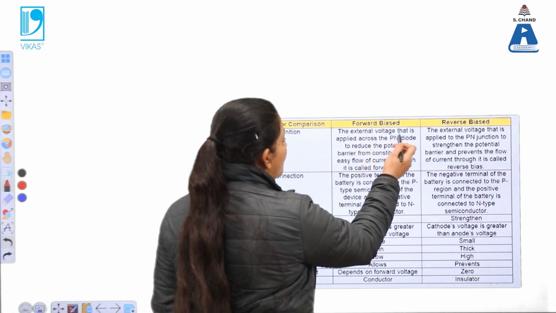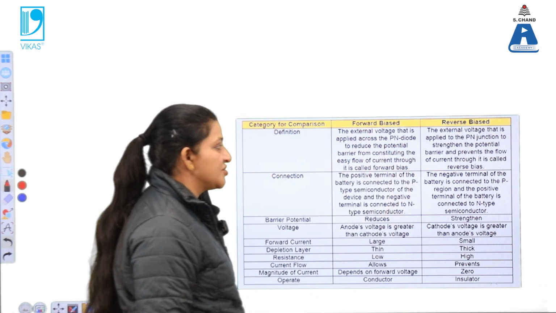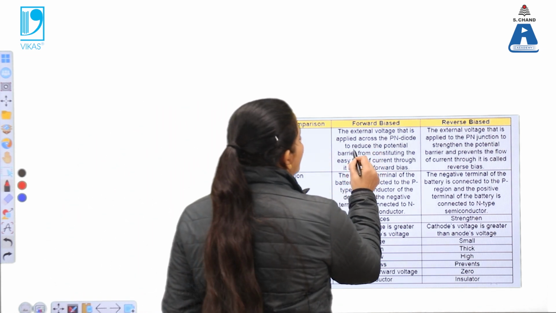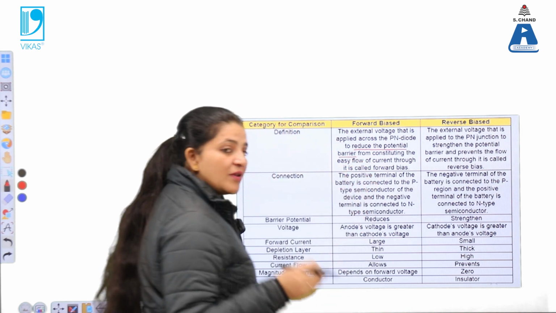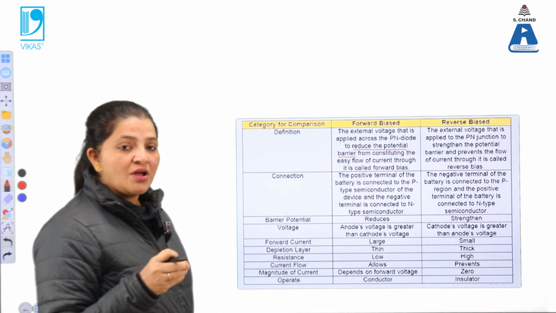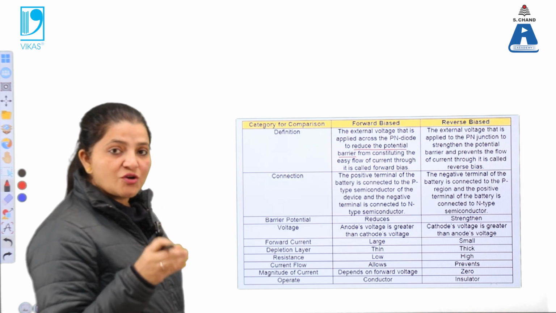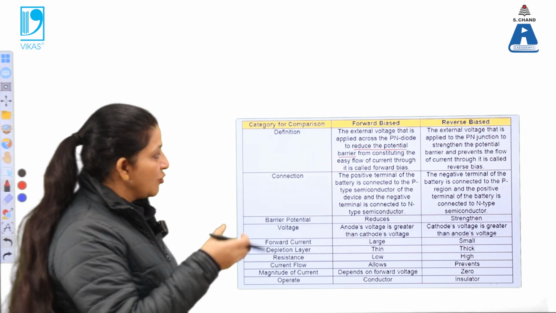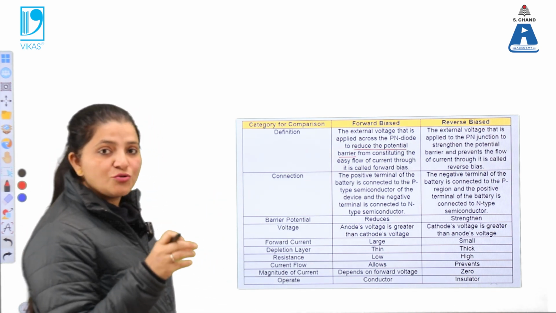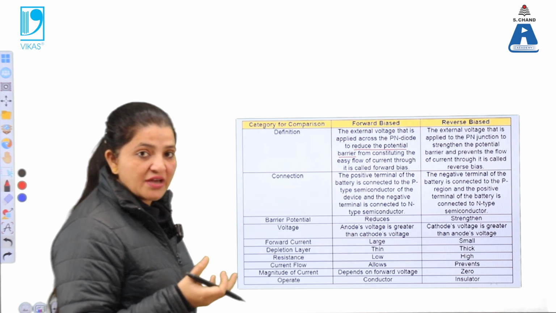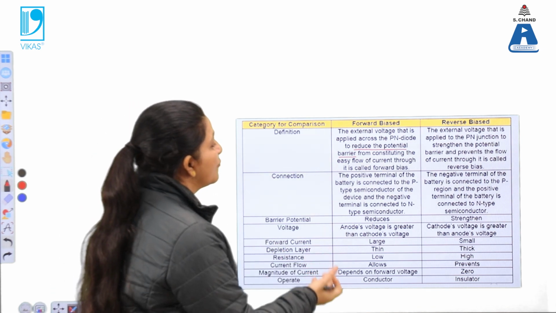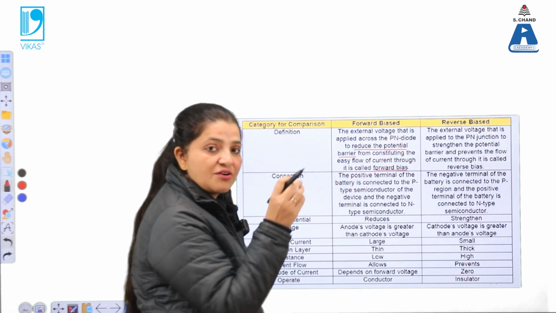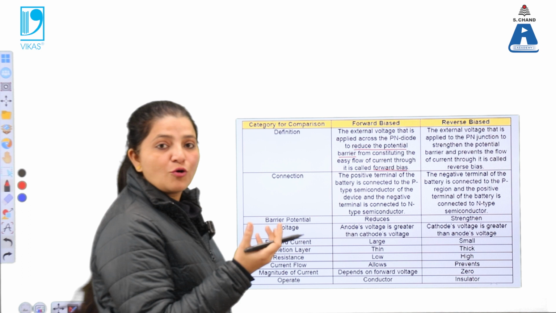So that means the external voltage applied across the PN junction diode will reduce the potential barrier. So what does it mean? Reducing the potential barrier means it will reduce the thickness of the depletion region. When the depletion region is reduced, the further movement of charge carriers is possible. So this kind of condition is known as forward biased, and also if the depletion region is reduced, the charge carriers can flow easily.